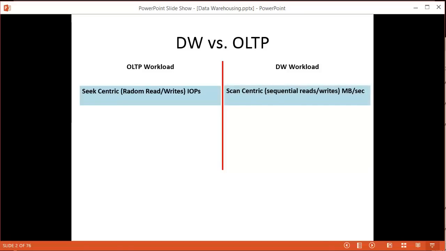Data warehouse workloads are very different in that they are scan-centric, and what that means is sequential reads and writes. The most important performance metric here is megabytes per second. If you think of this workload, it is very historical in nature. It is very analytical. Your queries are typically in the form of wanting to analyze different units or transactions that have occurred in history, or in the past.